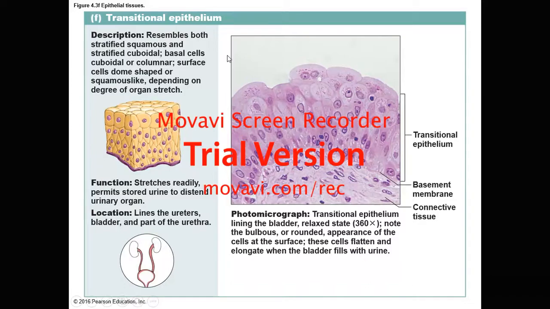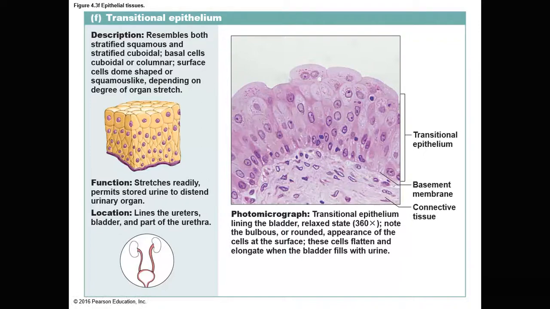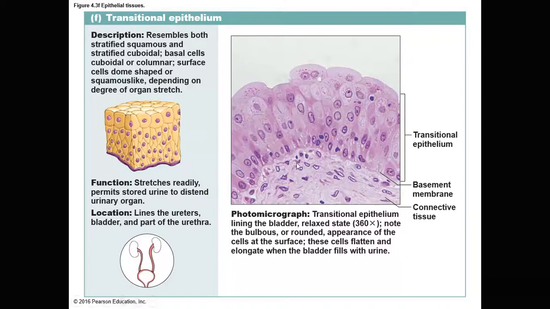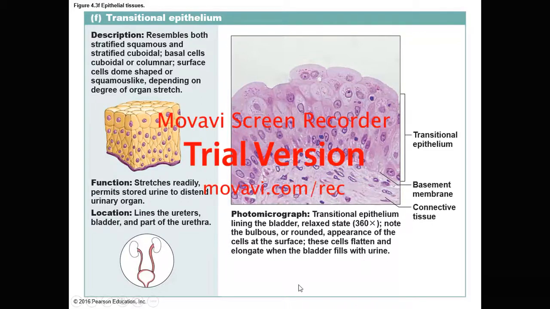The basal cells are cuboidal or columnar. Surface cells are dome-shaped or squamous-like, depending on the degree of organ stretch. The function is that it stretches readily and permits storage of urine to distend the urinary organ. The location is lining the ureters, bladder, and parts of the urethra. So here you see the transitional epithelium, the basement membrane, and then the connective tissue underneath that.